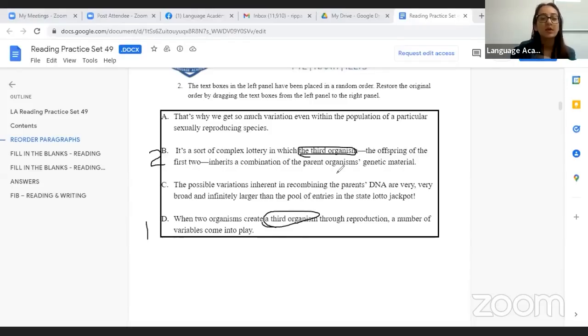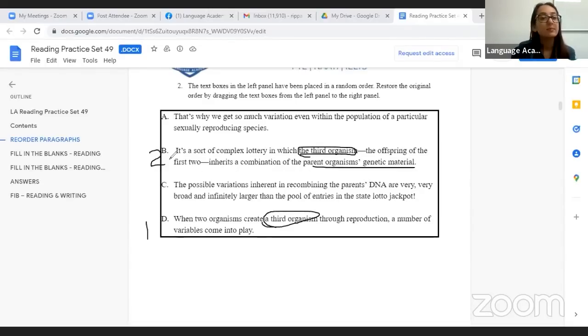This sentence is where you are introducing the topic of the parent organisms' genetic material. Those of you who are putting C at number 1, you have to ask yourself: you are saying the possible variations inherent in recombining the parents. Whose parents? Why are we talking about recombination of DNA? And what is the topic? Is this a general statement? This is the most detailed statement out of the 4 given, because it is not telling us what the topic is, and we are not understanding why we are talking about DNA and why we are talking about variations.